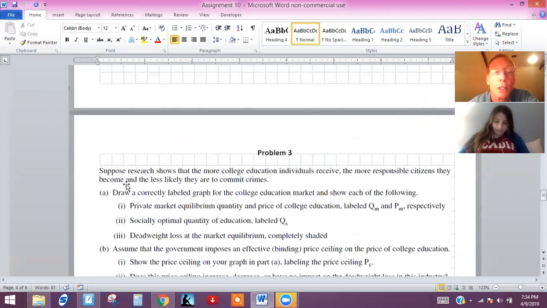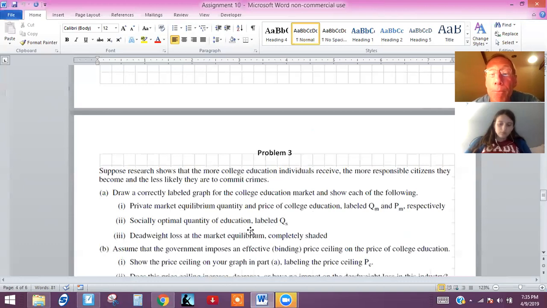So suppose research shows that the more college education individuals receive, the more responsible citizens they become, and the less likely they are to commit crimes. Okay, probably because they have a job and don't need to commit crimes. Draw a correctly labeled graph for the college education market and show each of the following: the private market equilibrium, quantity and price, the label QM and PM, and the socially optimum quantity of education labeled QS.